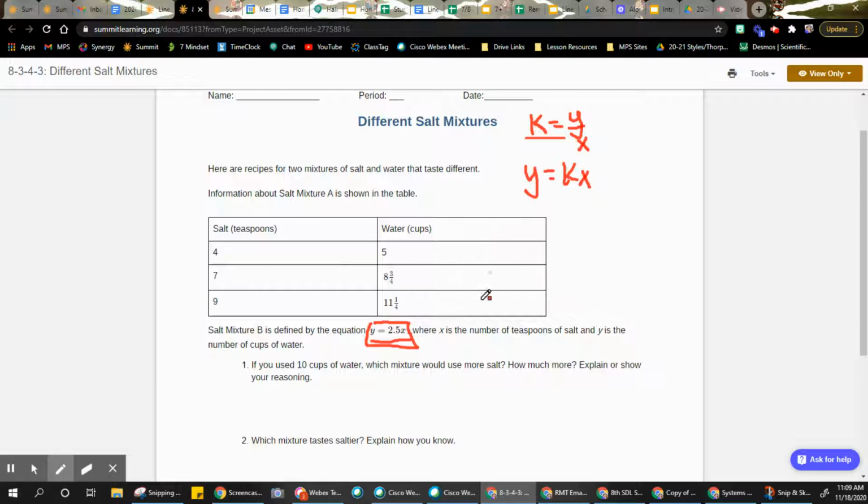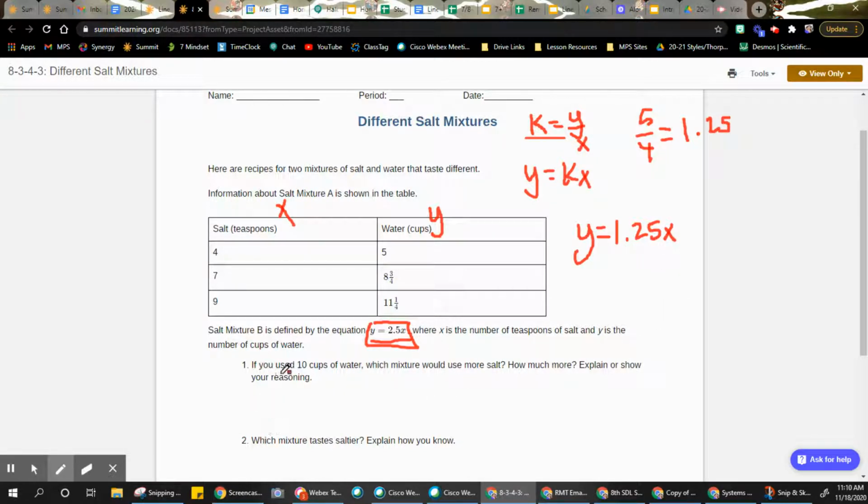So once again, x is the number of teaspoons and y is the number of water cups. To find our equation, we have to do y divided by x to find our k. So I'm going to do 5 divided by 4. 5 divided by 4 is equal to 1.25. So that means my equation for mixture A is y equals 1.25x. So these are our two equations.